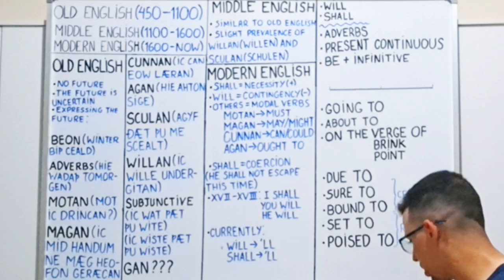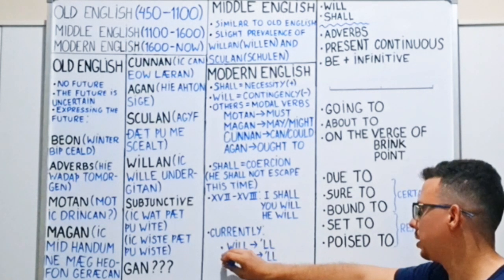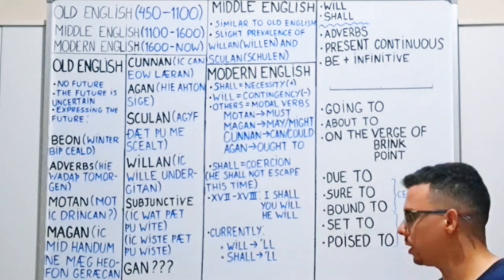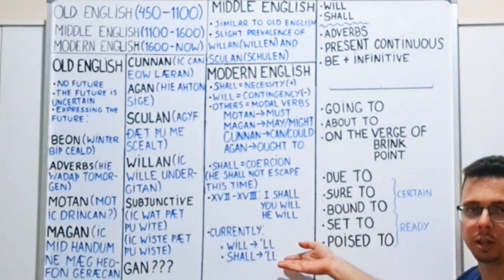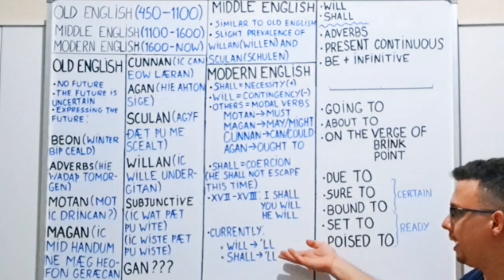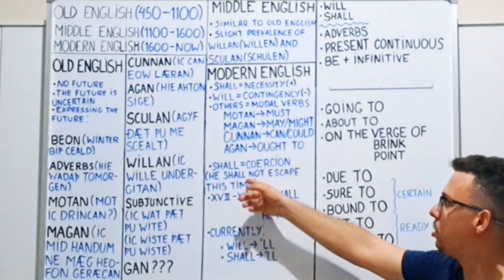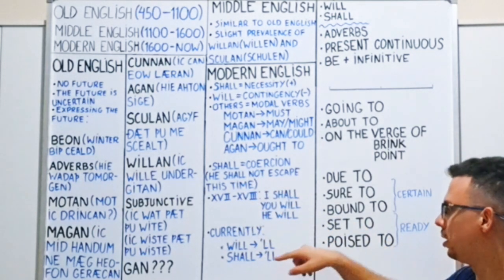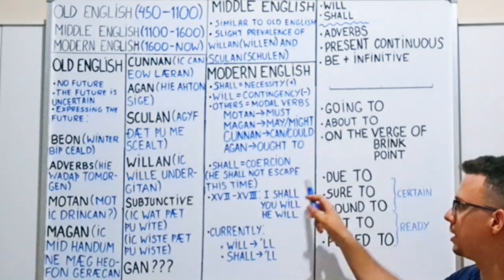Let me change this into something better. Okay, now it's better. Now, shall. What is the reduction of shall? It's also double L, so I shall see, you shall see, he shall not escape. He'll, double L. He'll not escape. He will not escape this time.